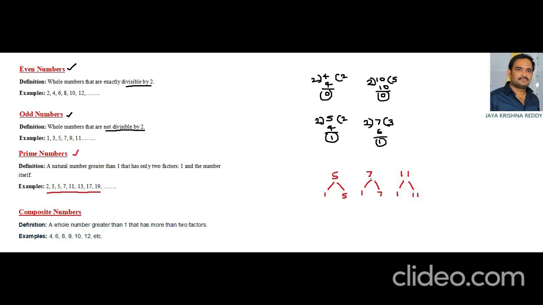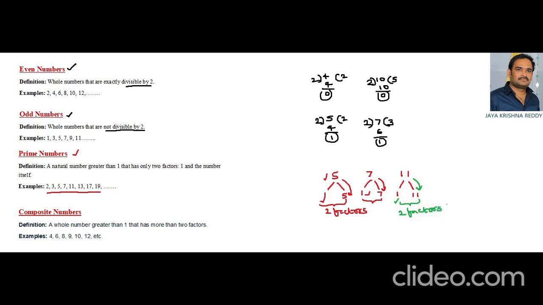So what is the property you can observe here? The number 5 is divisible by 1 and the number itself, 5. So it has only two factors. The number 7 also has only two factors, that is 1 and the number itself. And 11 is also divisible by two numbers only. The first number is 1 and the second number is 11 itself. So this also has only two factors.